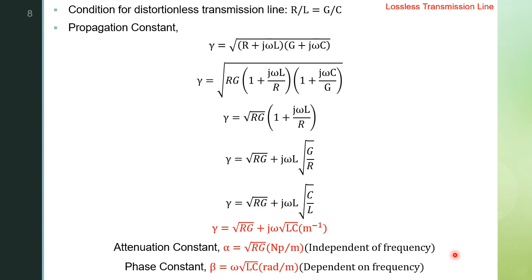So we can tell that the transmission line is said to be distortionless. When you consider the phase constant beta, it is measured as omega into root of LC from the imaginary part of gamma, and it is measured in radian per meter. As expected, the phase constant is dependent on frequency.